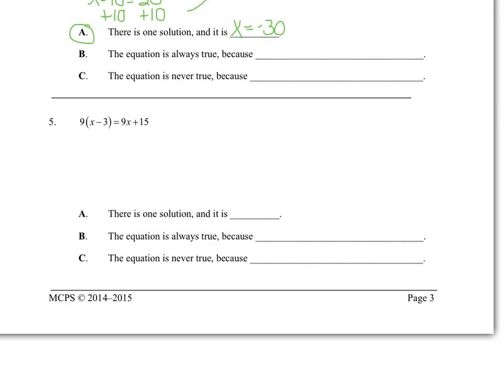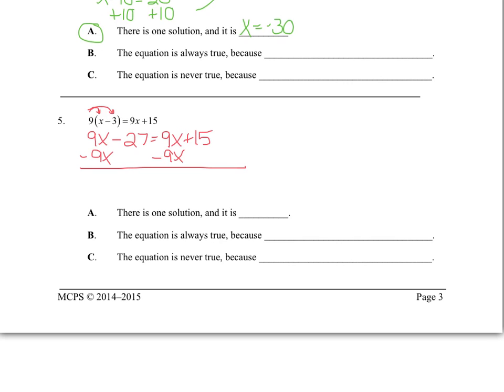Finally, for question number 5, we have 9 times the quantity x minus 3 equals 9x plus 15. So I'm going to do the distributive property first, and get 9 times x, or 9x, minus 27 equals 9x plus 15. Next, I'm going to deal with my variables. I'm going to take away 9x on both sides, and I'm going to be left with negative 27 equals 15, which we know is not true, so this is a false statement.